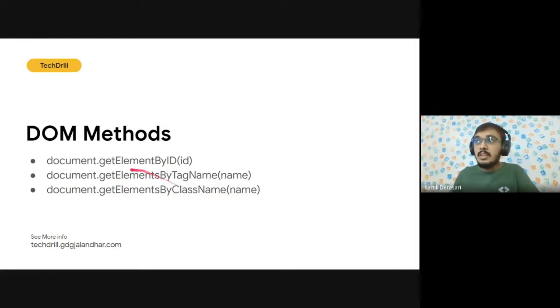Do remember that get element by ID will return a single element, while get elements by tag name and class name will return an array of HTML elements. Okay, are we very clear with this?